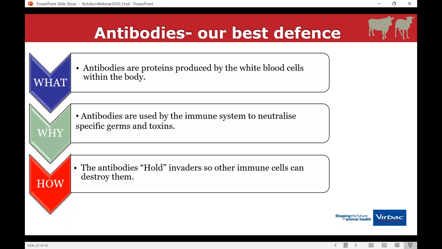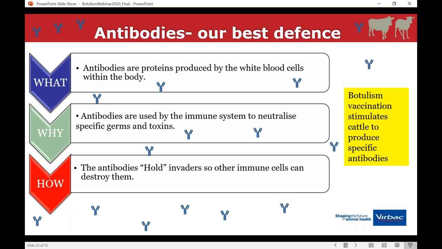Now, antibodies are visualized by looking a bit like this. They look like little Y-shaped things, and those arms are what holds the toxin or the germ. So when we vaccinate cattle against botulism, we're trying to make more of these little things that can stimulate the production of the defense against the disease. And those little arms up the top will be able to hold the botulism toxin so it can be destroyed.